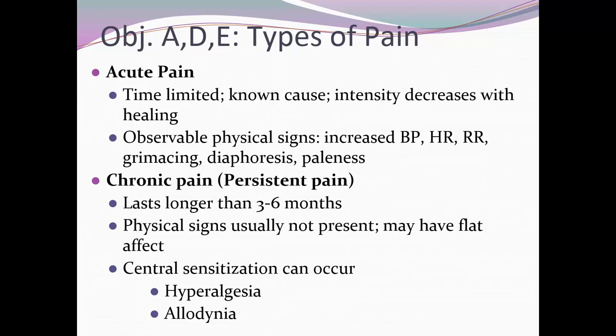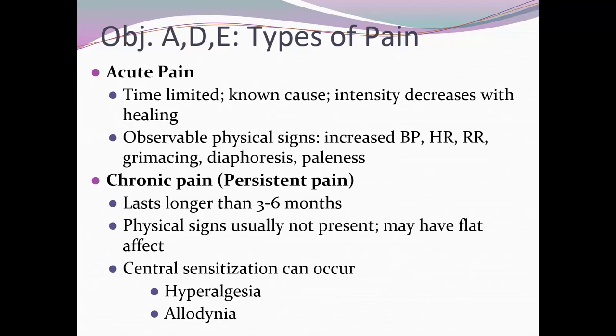Chronic pain is an abnormal pain signaling process that is not time limited, and it might not have a known cause. It's usually cyclical and irreversible. The usual physiologic signs of acute pain are not seen with chronic pain, though sometimes they can be, but generally not. Untreated or undertreated chronic pain can lead to chronic pain syndrome.